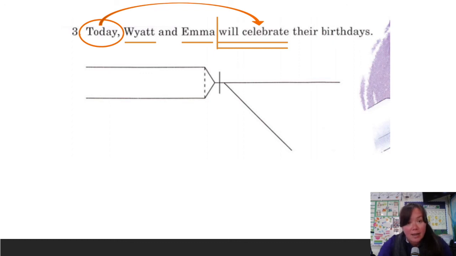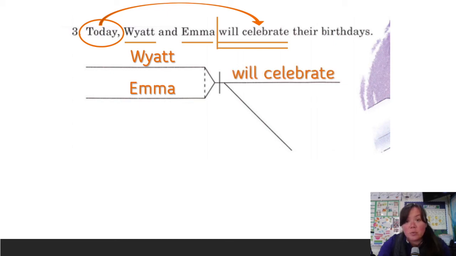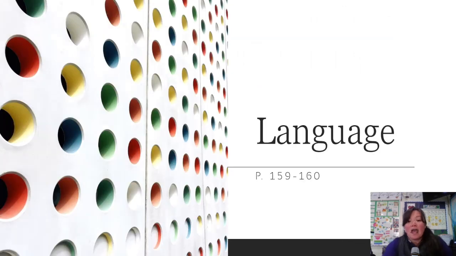And let's fill in our diagram. Subjects are Wyatt and Emma. What are they going to do? The verb is will celebrate, and when will they celebrate? Today. So I hope that you understand this and it makes a lot of sense to you.